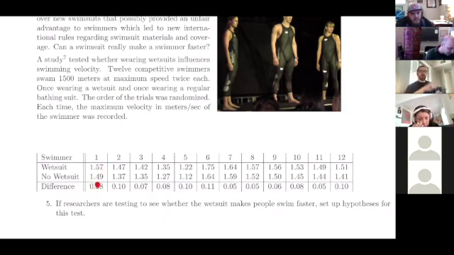As you can see, this first swimmer's maximum velocity was a little bit bigger with the swimsuit on than without it. And so was this person's, and this person, and this person, and this person. So we have 12 swimmers, and you can think of one sample of people wearing the wetsuit, and another sample of people that were just wearing a regular bathing suit.